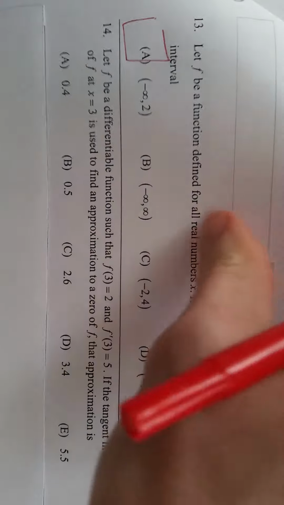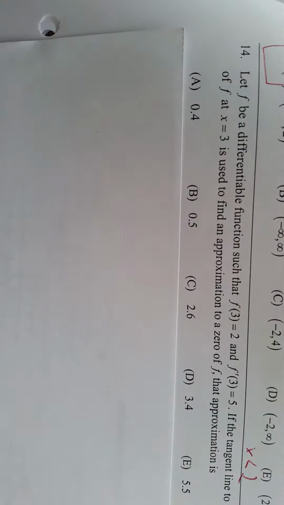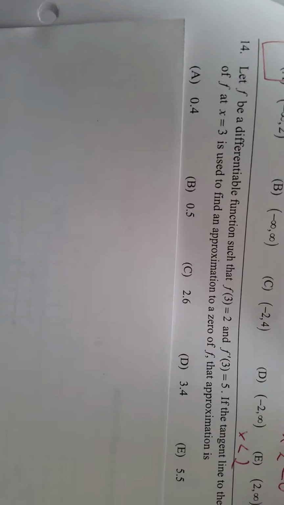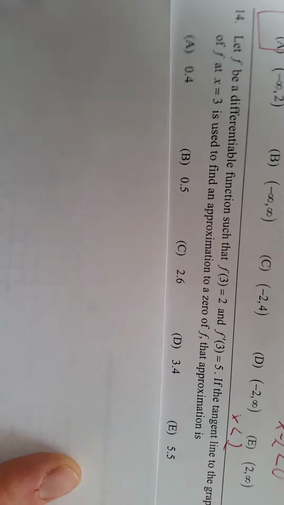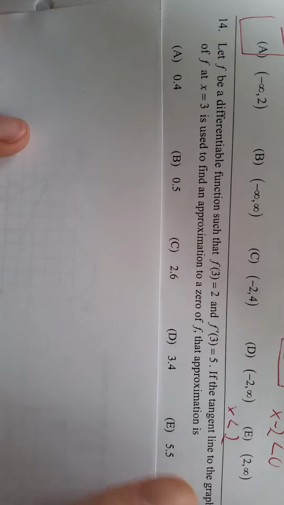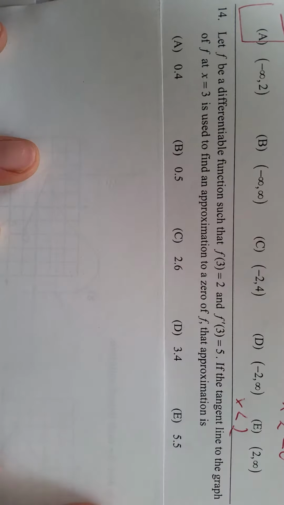All right, so 14. 14 says this. Let f be a differentiable function such that f of 3 is 2 and f prime of 3 is 5. If the tangent line to the graph of f at x equals 3 is used to find an approximation to a 0 of f, that approximation is. All right, so let's think about what this is asking.